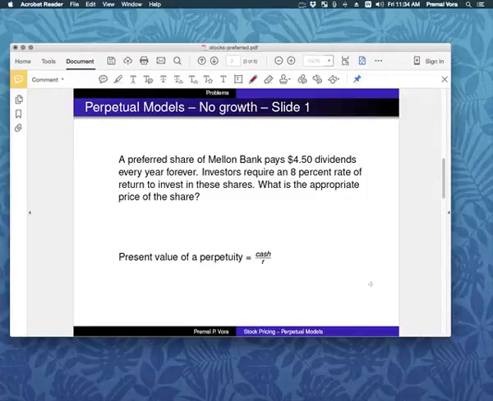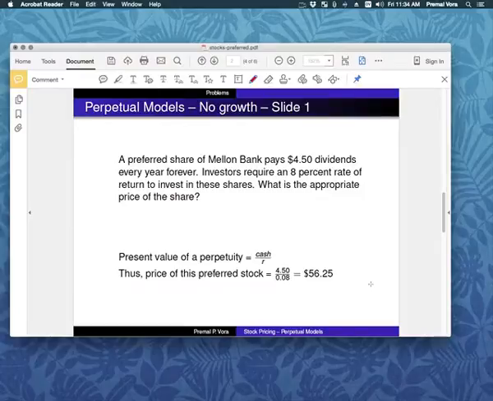We've learned in a previous lecture that the present value of a perpetuity is the cash flow on the perpetuity divided by the appropriate interest rate or discount rate, or if you want to call it, cost of capital. Let's apply that formula to the current information. Our annual cash flow is $4.50. Our required rate of return is 8%. When you plug these numbers into your calculator, the calculator says that the price of this stock is $56.25.